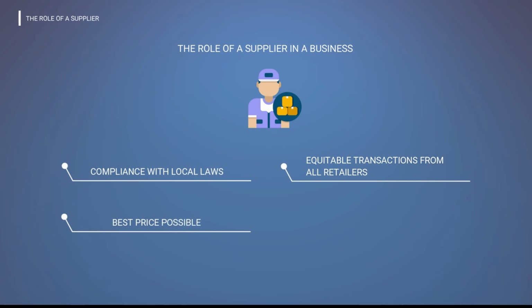Best price possible. Suppliers must guarantee the best price and quality to retailers to maintain their trust. This will help ensure repeat business in the future.